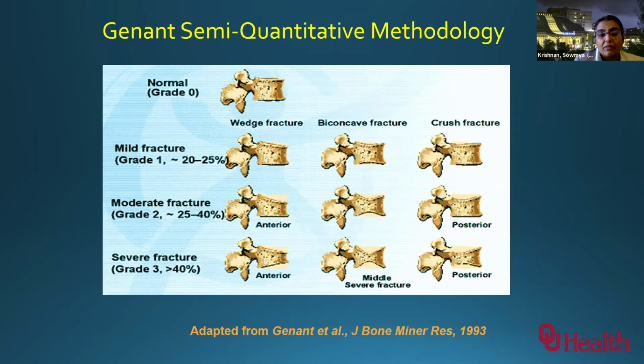Mild fracture is 20 to 25% loss of vertebral height, while moderate fracture is where there is a loss of 25 to 40% of the vertebral body height. And a severe fracture is when there is more than 40% loss in the vertebral height. These fractures can be either a wedge fracture, where there is just loss of height in the anterior aspect of the vertebral body, or a biconcave fracture, or a crush fracture, where there is loss of vertebral height in the posterior aspect of the vertebral body.